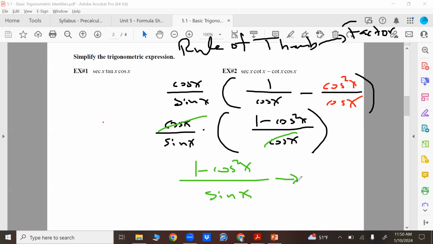1 minus cosine squared x is not terribly obvious. I'm going to tell you right now what it is, and hopefully you guys can see why I'm doing this. The final answer is going to be this, by the way. But let me explain what I just did in green. I know we're clear on this part. We know the Pythagorean identity. 1 minus cosine squared x is sine squared x. So it's not terribly obvious, but let me explain why.